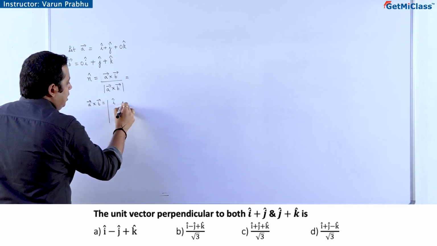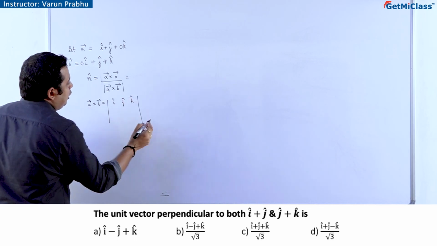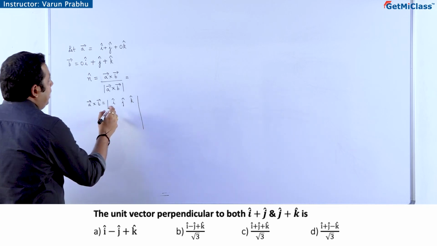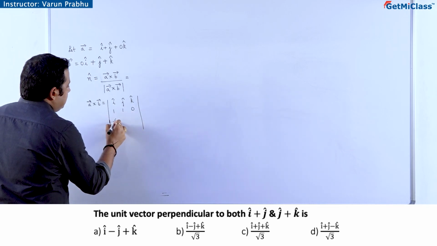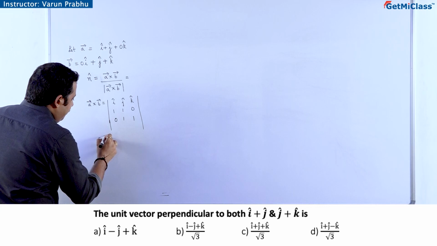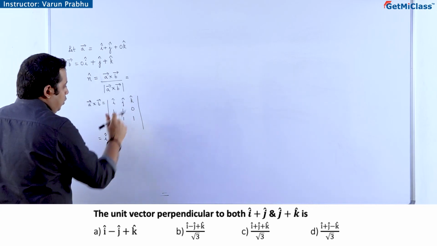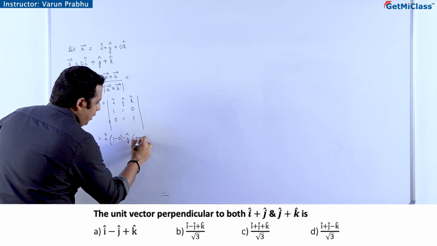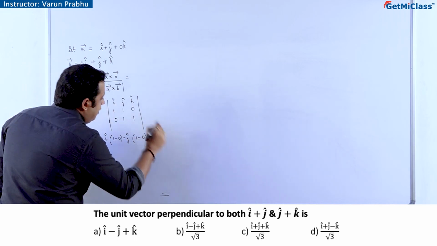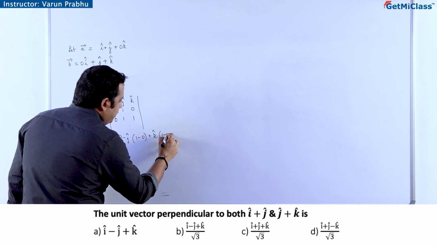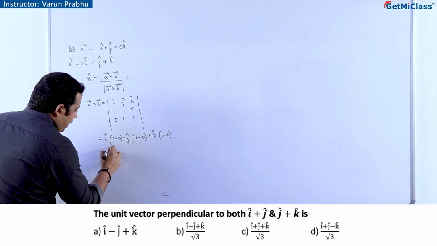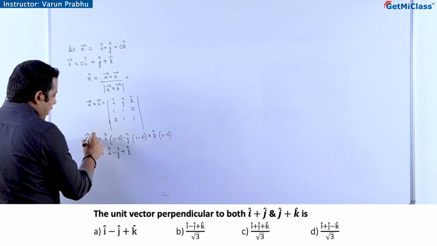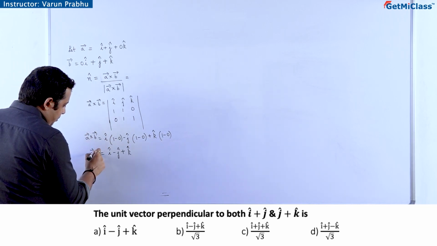A cross B is nothing but a 3 by 3 determinant with the first row being the unit vectors along x, y and z, that is i cap, j cap, k cap, then 1, 1, 0 and then 0, 1, 1. So the answer will be i cap times, leave the row and column, 1 minus 0, minus j cap into, leave the row and column, 1 minus 0, plus k cap into, leave the row and column, 1 minus 0. So the answer is i cap minus j cap plus k cap. This is your answer for A cross B.